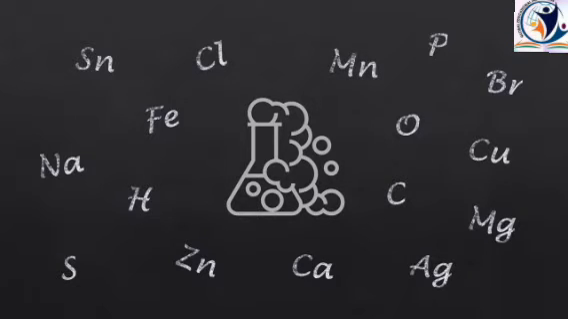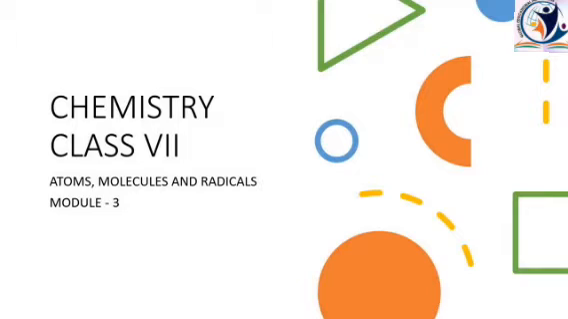Confused to see so many symbols? Don't worry. Today we are going to study about these. Hello and welcome to the chemistry class of Standard 7, Atoms, Molecules and Radicals, Module 3.